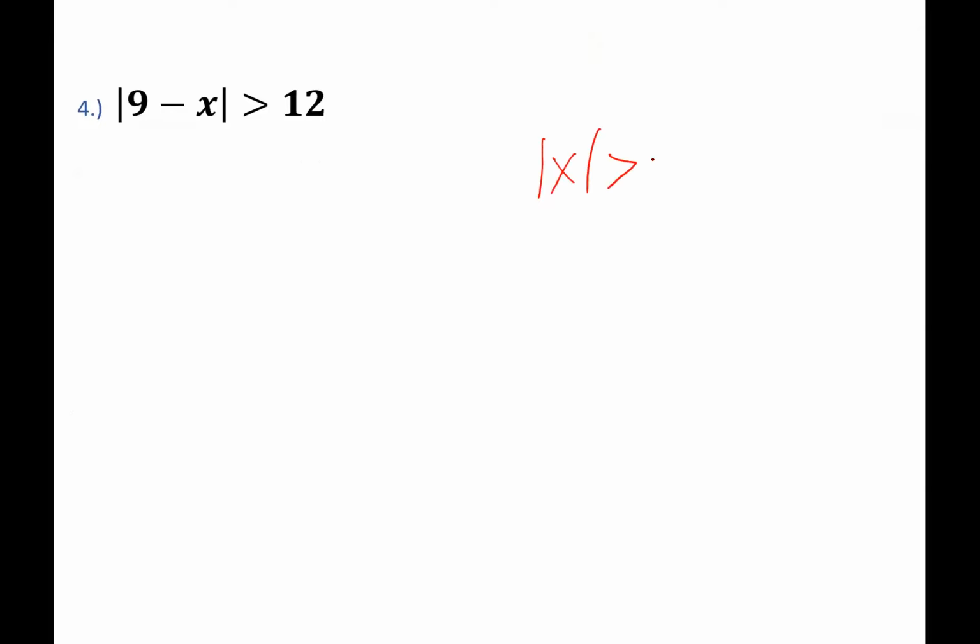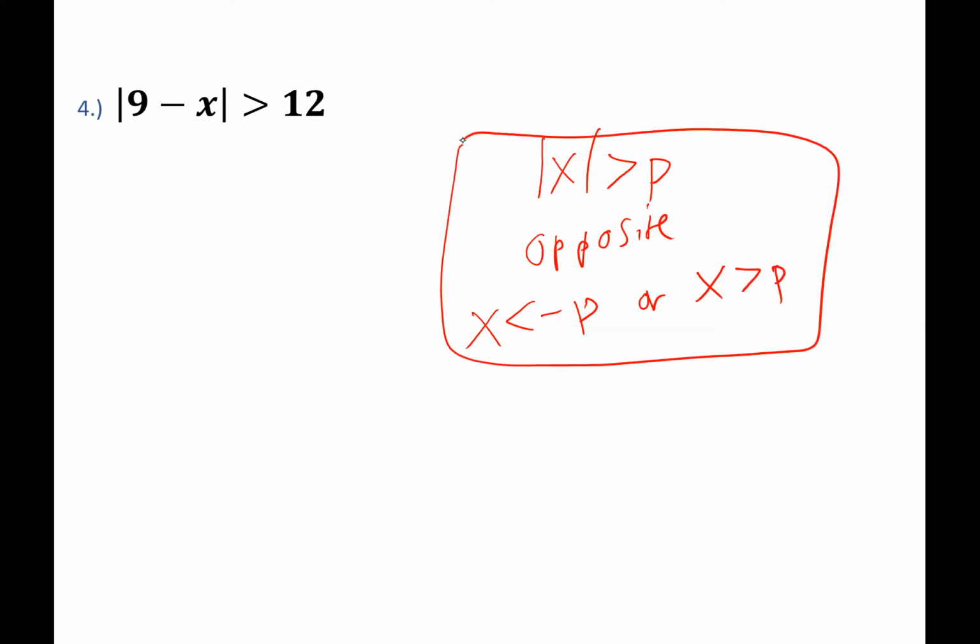Absolute value greater than something. What are we saying? Opposite directions. We're not going in between. So let's see. X could be less than negative p, or x could be greater than positive p. This is kind of the model that we're using to solve this one. And when you saw that list of the 4 different kinds of absolute value inequalities, this was one of them. Okay, this is the greater than situation where you're going in opposite directions rather than in between. So we will not be setting this up in between negative 12 and 12, but here's what we will be doing.